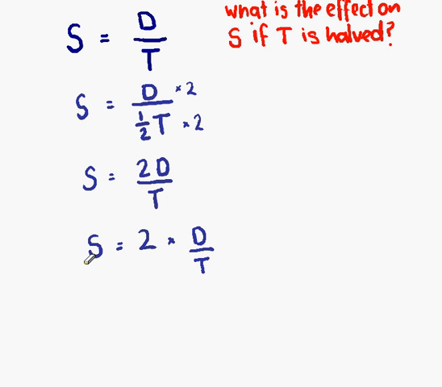So what we have now is exactly the same as the top line, only it is being multiplied by 2. So what is the effect on s if t is halved? Well, if we halve t, then the speed is multiplied by 2. And if you think about it, that makes sense. If you're traveling a given distance, then if you want to do it in half the time, half t, then obviously you must be going twice the speed. So s is multiplied by 2. That's our final answer.